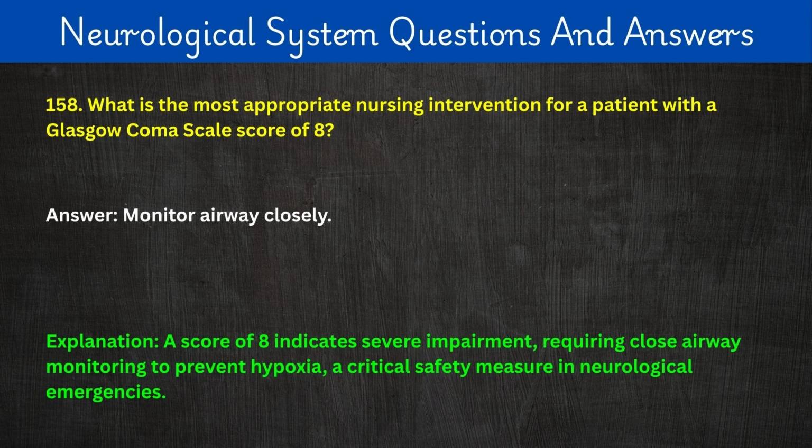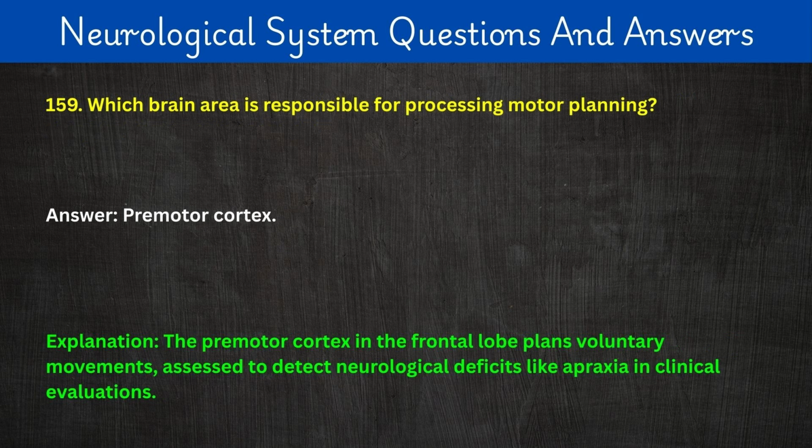158. What is the most appropriate nursing intervention for a patient with a Glasgow Coma Scale score of 8? Answer: monitor airway closely. Explanation: a score of 8 indicates severe impairment, requiring close airway monitoring to prevent hypoxia, a critical safety measure in neurological emergencies.